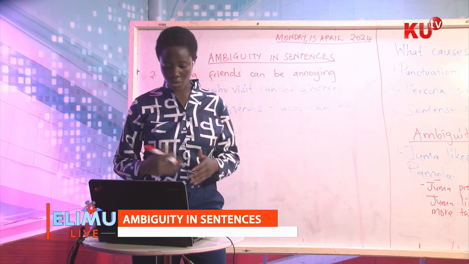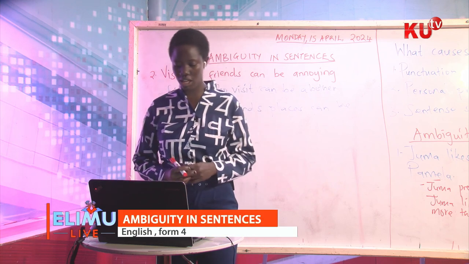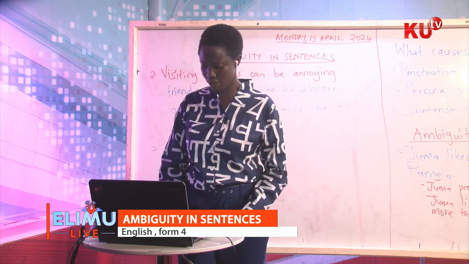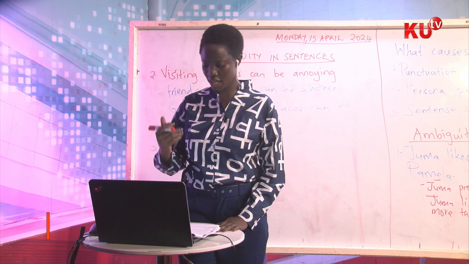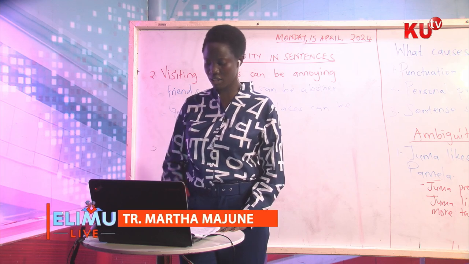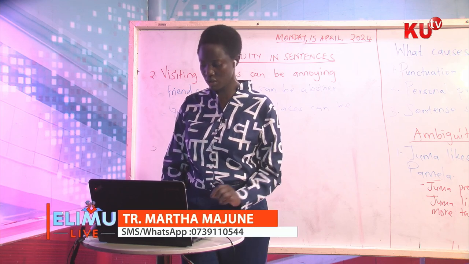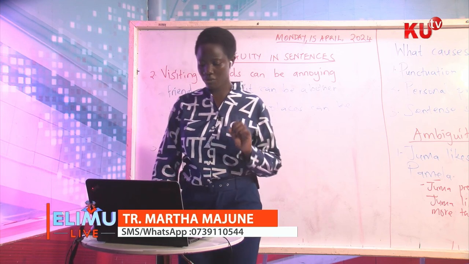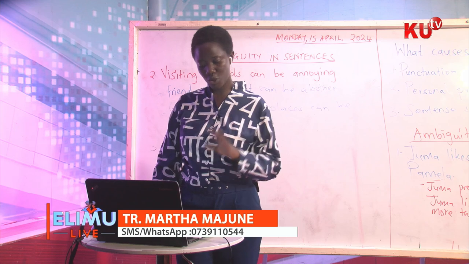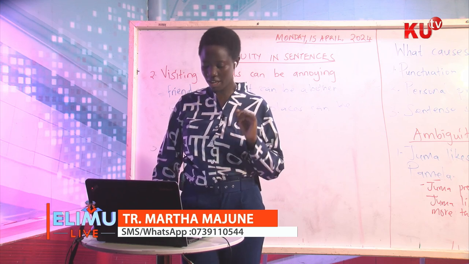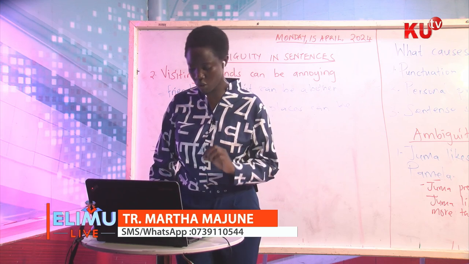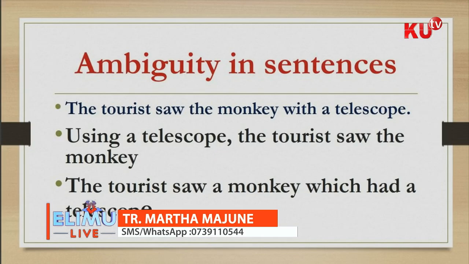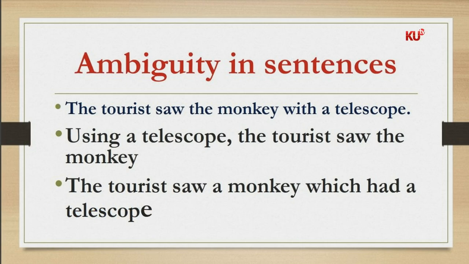So I want us to go back to the sentence and see if we've removed the ambiguity, if we say the first and the second statement. The tourist saw the monkey with a telescope. So here we have, using a telescope, the tourist saw the monkey. And then in the second statement, the tourist saw a monkey which had the telescope. In this case, it's the monkey that had the telescope.